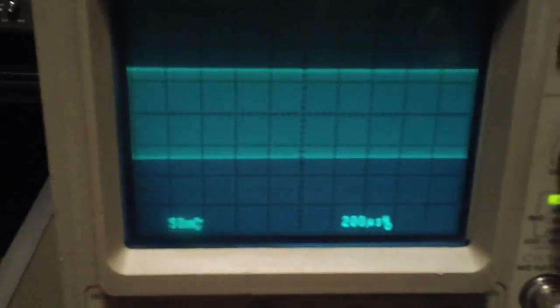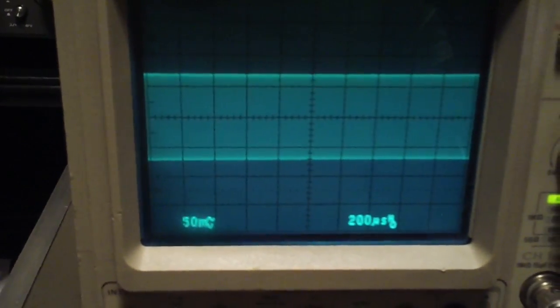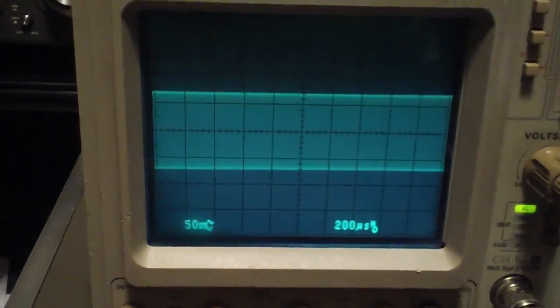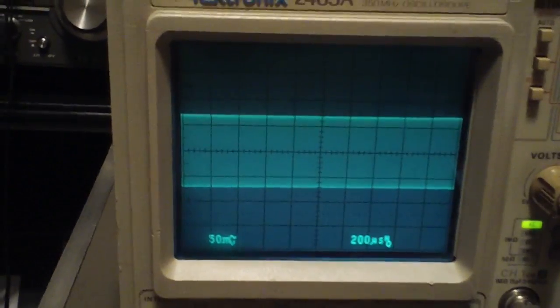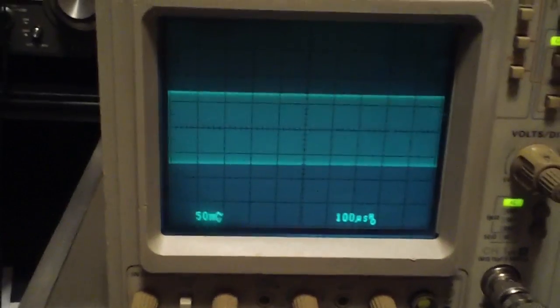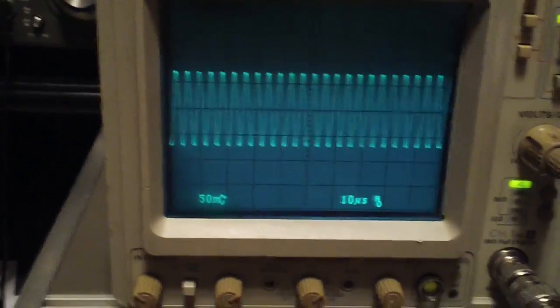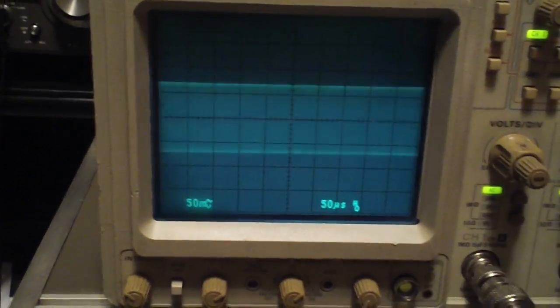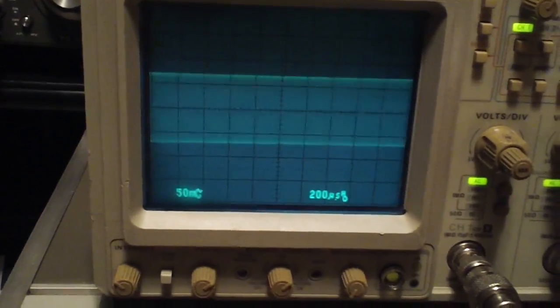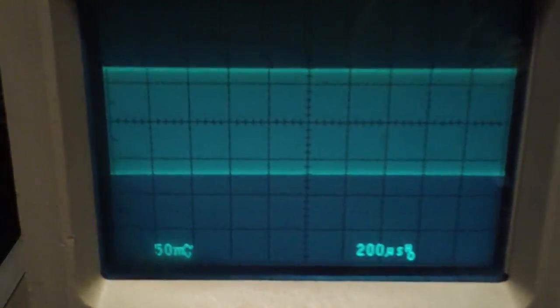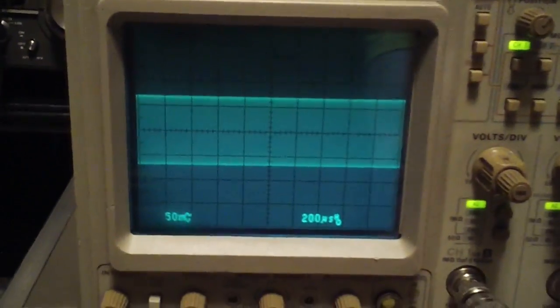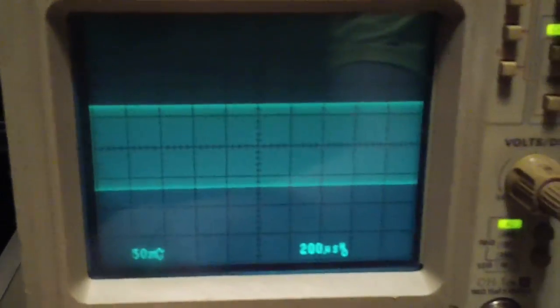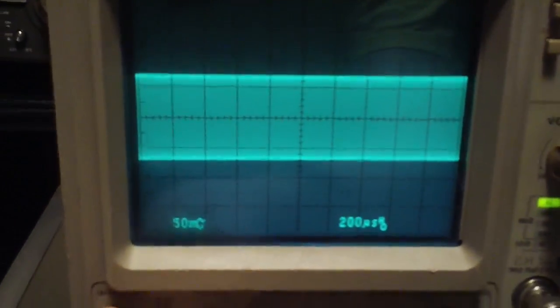You're only looking at the RF envelope of the carrier, and you actually have to slow down this time base in order to see the sine wave again. So now we're back at 200 where we started. 1 megahertz. Smooths out even more. Turn the intensity up a bit.